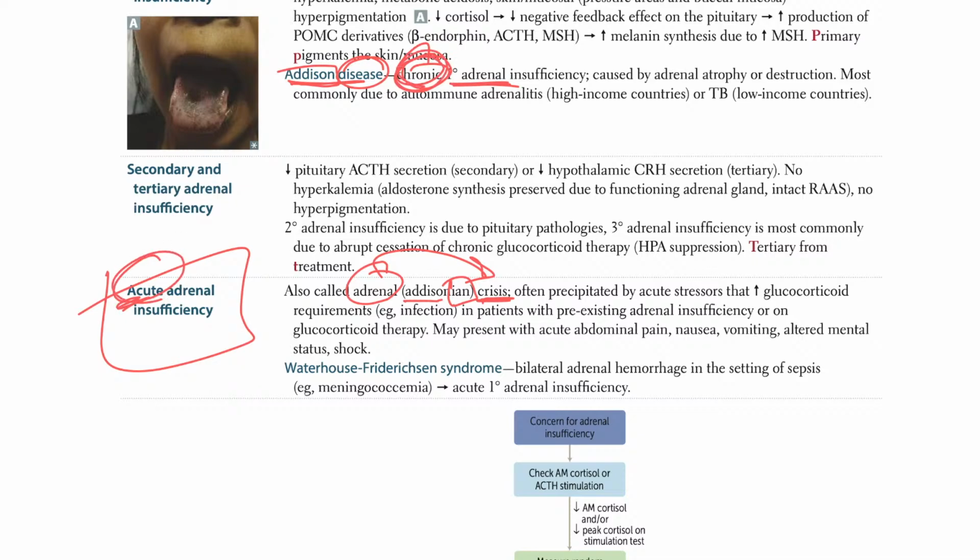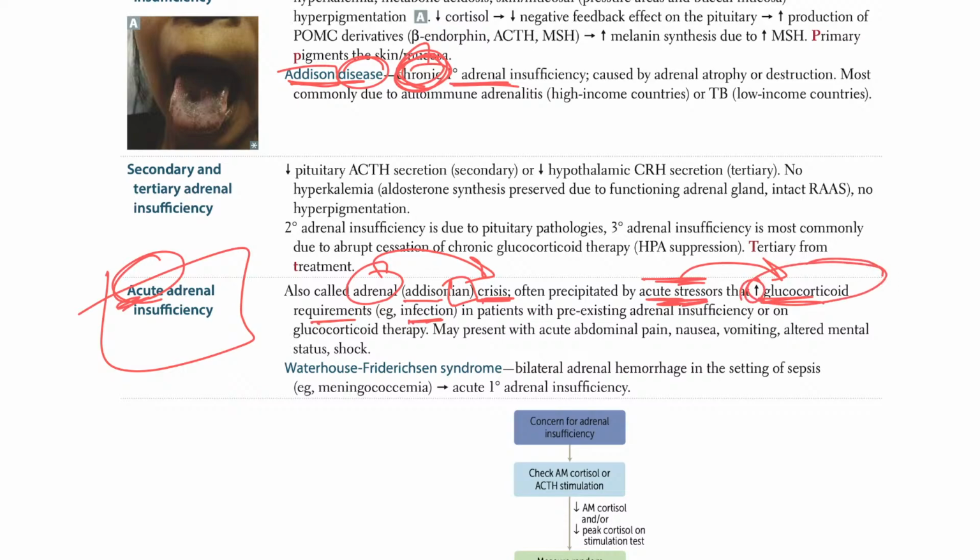Often precipitated by an acute stressor. What is an acute stressor? Something that increases glucocorticoid requirements, for example, infection. You have an acute stressor, which could be anything: infection, surgery, trauma, anything that's going to increase the requirement. So in stress, you need the stress hormone. What is your stress hormone? Cortisol. Cortisol is a glucocorticoid, right?